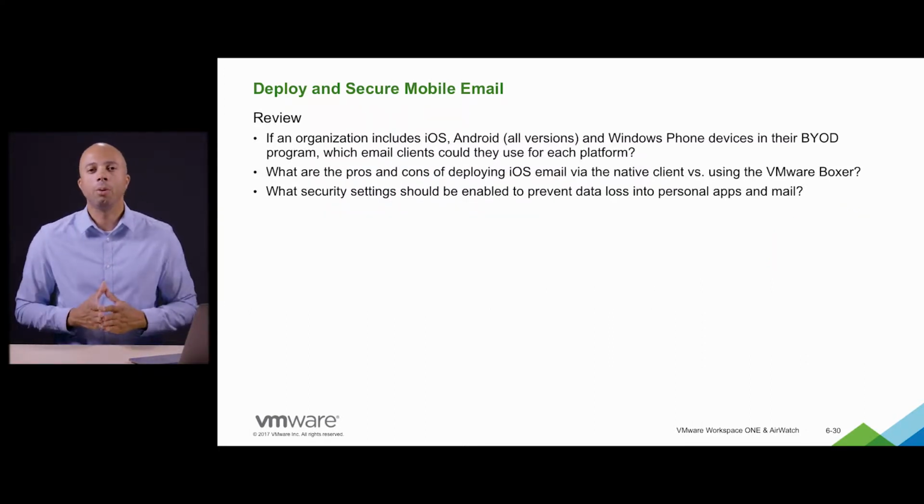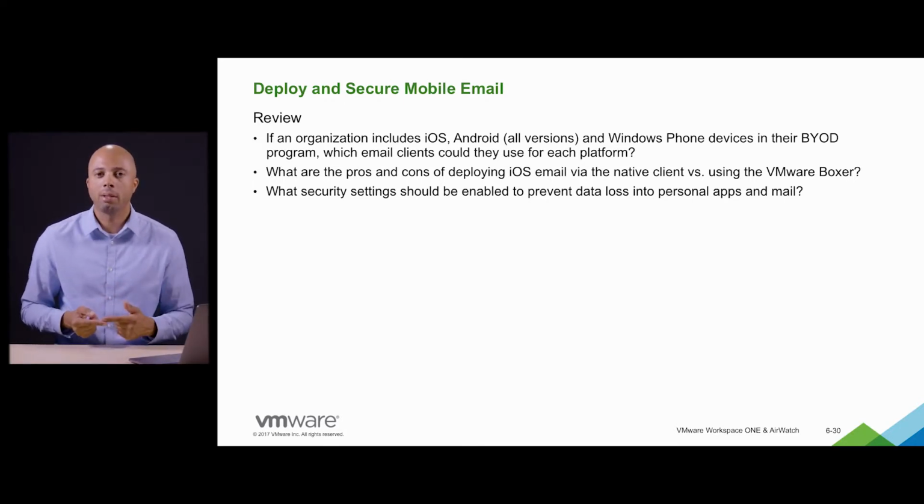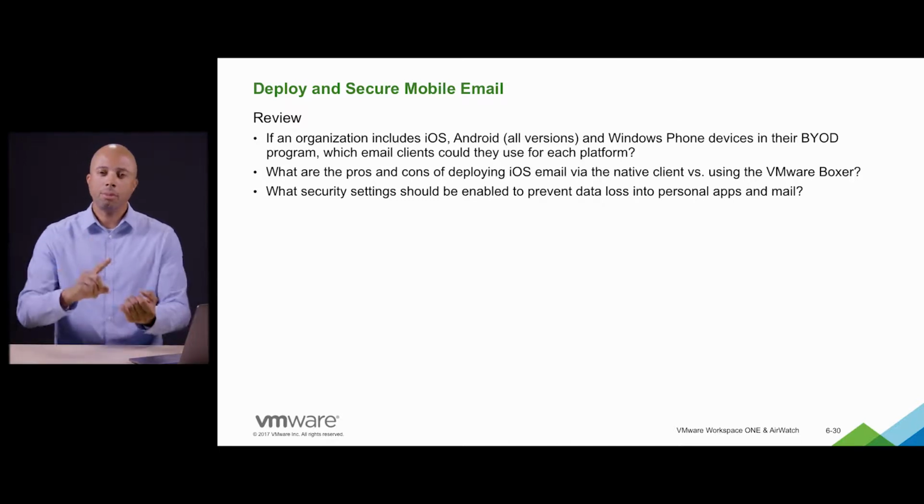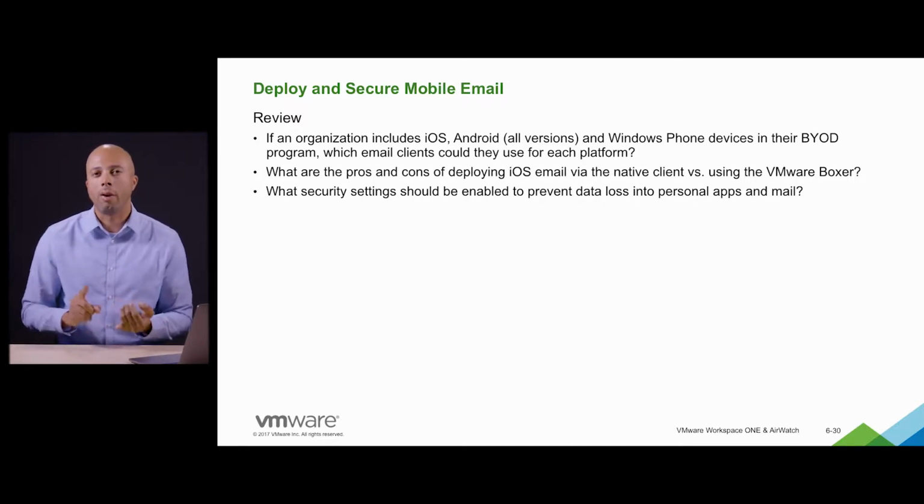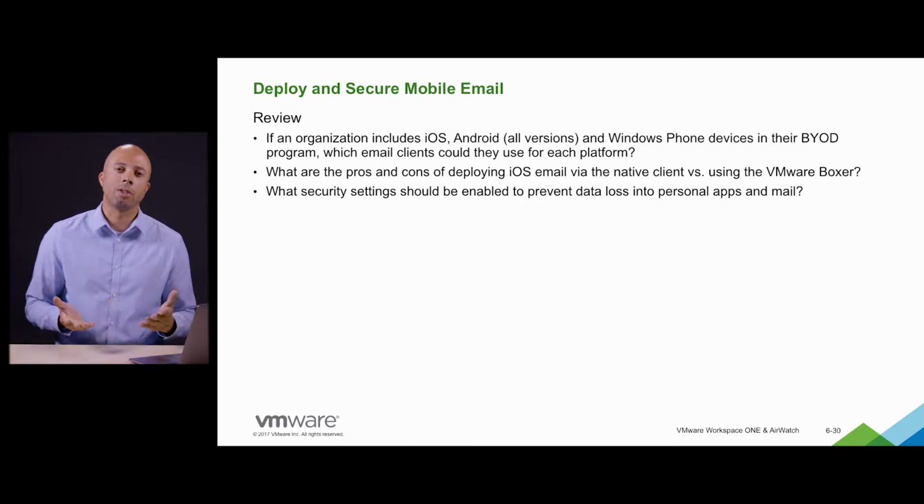All right, so let's review these items that we've talked about in this chapter. If an organization includes iOS, Android all versions, and Windows Phone devices in their BYOD program, which email clients could they use for each platform? So if you remember a couple of slides back, we talked about the email clients. And we start off with VMware Boxer. We can use that for iOS and Android. Just make sure that you're using at least Android 7, and a current version of iOS, I would honestly stick with iOS 9. And this is not for any other platforms except for those two. Now, there is a slight licensing fee for it. It comes bundled in with your AirWatch deployment.